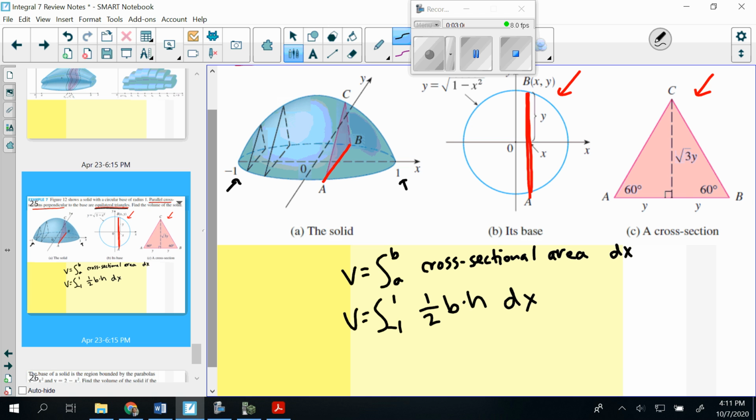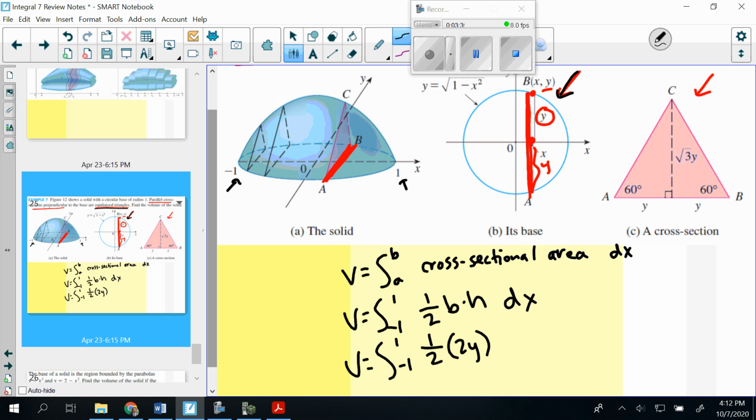Well, let's look at this overhead view again. The base would be this length right here. How long is that? Well, we know from the axis to any point here, that's y. So if that distance is y, then this distance would also be y. And so our base length would be 2y.